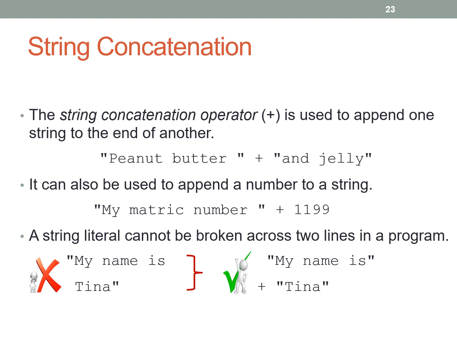A string literal, however, cannot be broken across 2 lines in a program. You cannot write it as "my name is", then on the next line, "Tina". You can, however, break it into 2 and use the plus sign to append them. For example, "my name is", and then on the next line, plus "Tina".